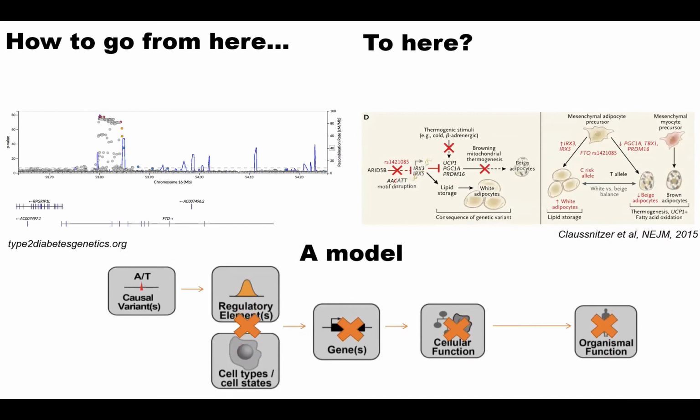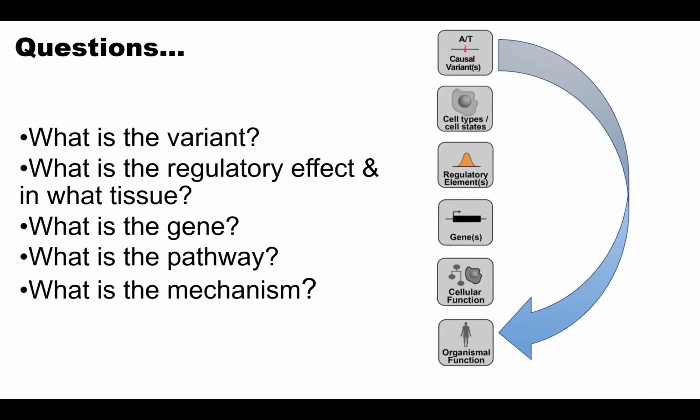But we're basing this on a simple model that genes predict organismal function, right? But genes are regulated by regulatory elements or cell states, and variation in our DNA governs those. And so our goal is, if you can figure out what all these causal variants do, you might be able to elucidate organismal function.